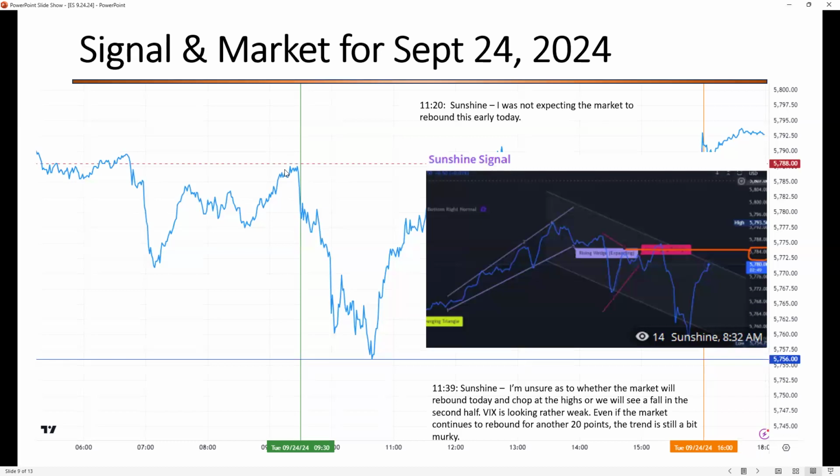And here we saw that early in the morning there was a drop to the support here. And again, we said before not to be greedy and to exit at supports. So here, the market is rebounding.